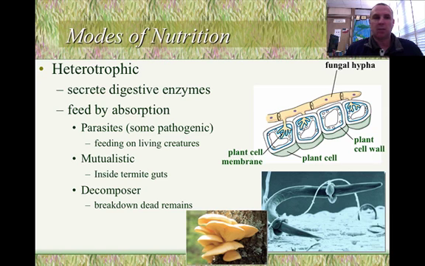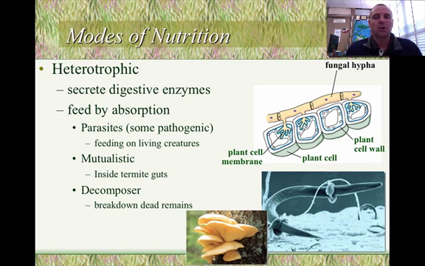Now, the mode of nutrition, like I said, is heterotrophic. So that means they eat on other things, and they do this by secreting an enzyme. This enzyme breaks down the material, the protein material that's there, or the nutrients, and then they absorb it into their bodies. Now, when you think about fungi, there's actually three types. They can be parasitic, which some can be pathogens, which means they cause disease, and that would be ones that feed on living organisms.